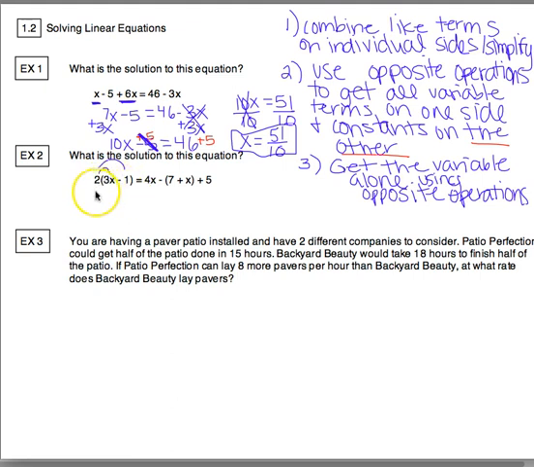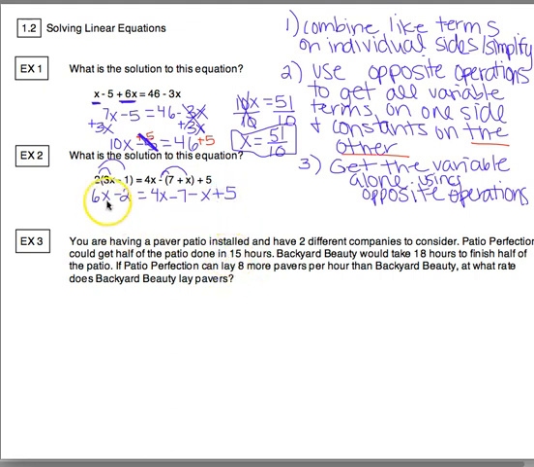So on the left side, I need to distribute my 2, which gives me 6x minus 2. On the right side, I do have to distribute, but there's no number here. It's just a negative. But I do need to remember that that negative needs to go to all of the terms inside the parentheses. So I've still got the 4x in front, but then it's going to be minus 7 minus x, and then plus 5.